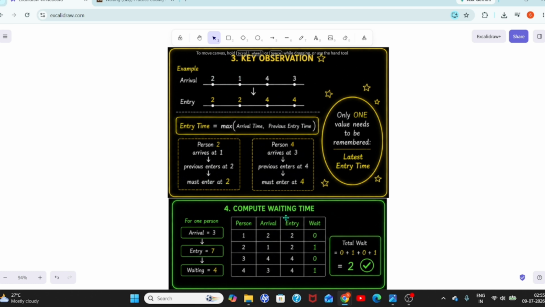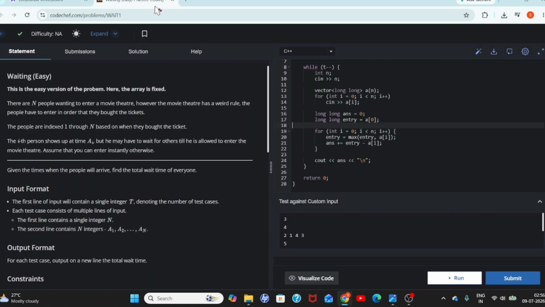So let's compute the waiting time. If a person is arriving at 3 and entering at 7, what will be the waiting time? 7 minus 3, 4, right? Same goes here. Entry minus arrival, 0. 2 minus 1, 1. 4 minus 4, 0. 4 minus 3, 1. So the waiting time will be entry minus arrival, and the entry will be the maximum of arrival time and previous entry time. Let's move to the code.